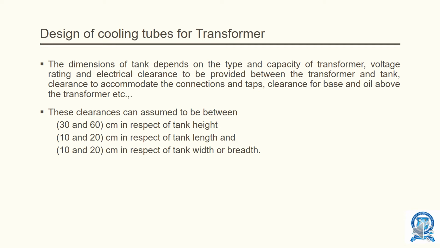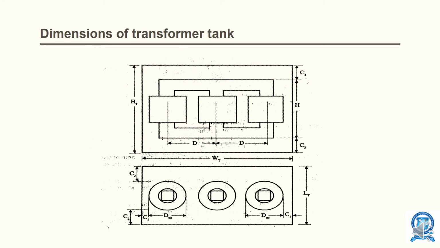The clearances are assumed to be 30 to 60 centimeter with respect to tank height, 10 to 20 centimeter with respect to tank length, and 10 to 20 centimeter with respect to tank width or breadth. So this is the dimension of the transformer tank. Here you can see the core, where D represents the distance between two adjacent limbs, H represents the height of the tank, and C1, C2, C3 are the clearance values.